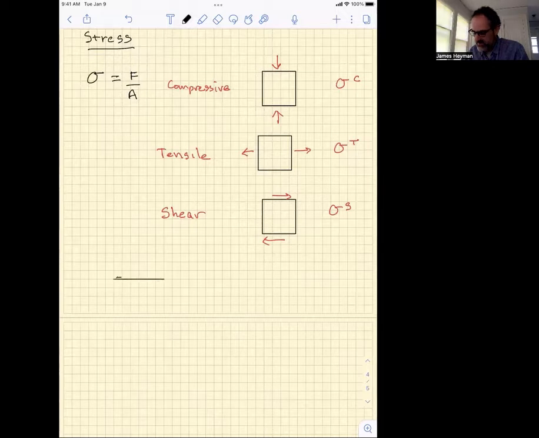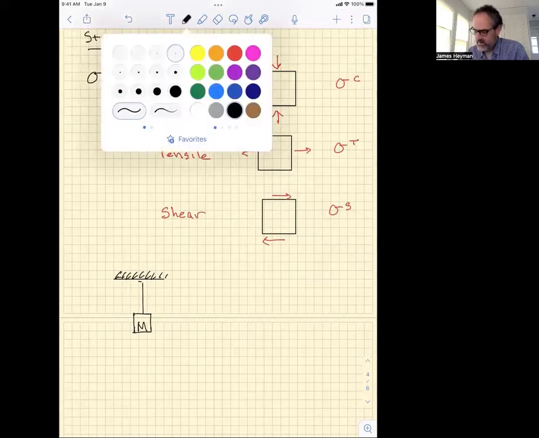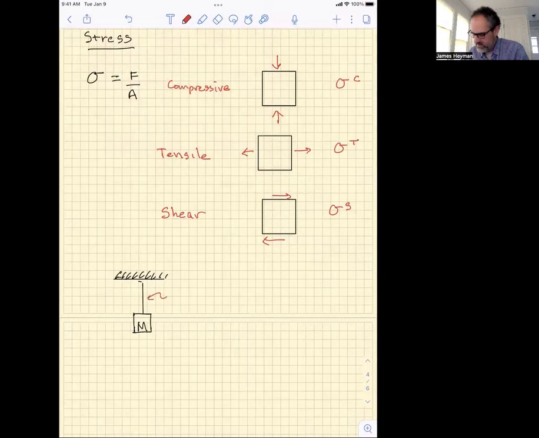Imagine a mass that's supported from the ceiling because it's hanging from a string. There's our mass. Then the string is clearly under tensile stress. Okay? We talk of the tension in the string. That's just a measure of tensile stress.